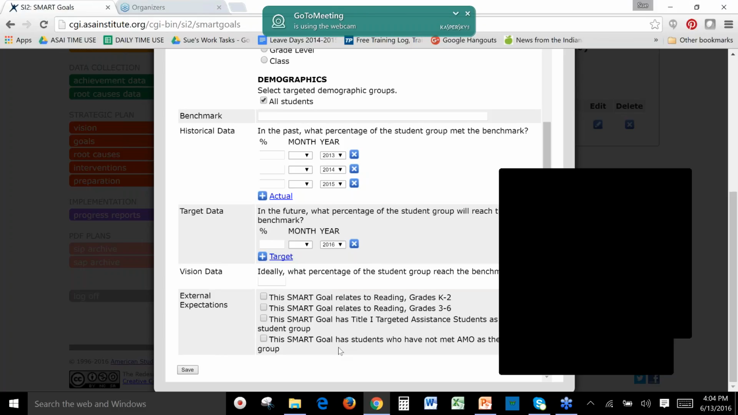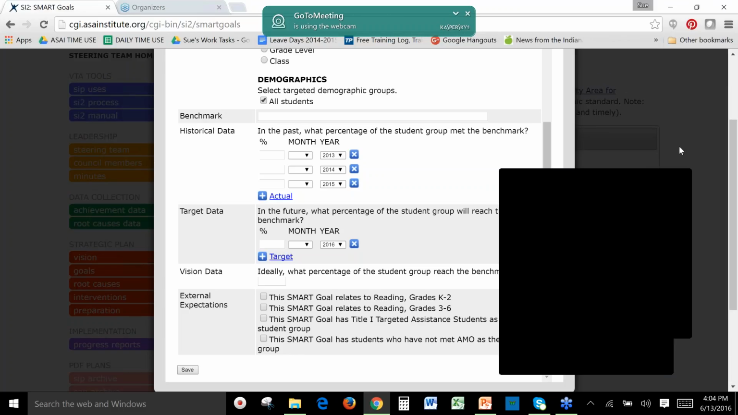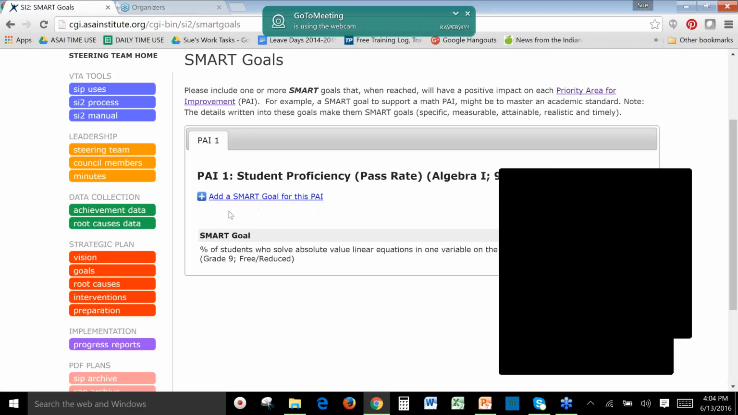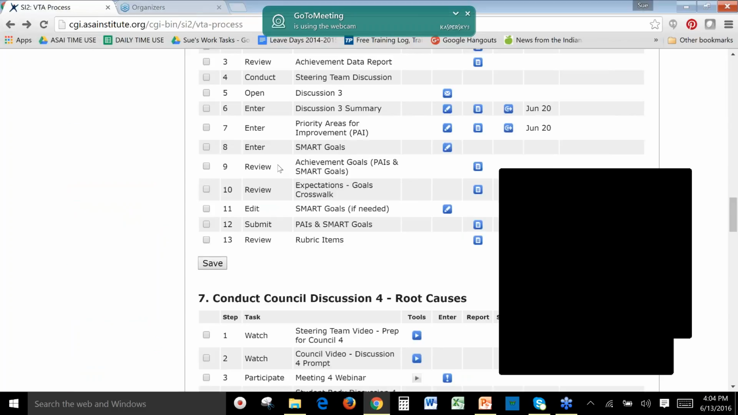We need to make sure that at least one of your SMART goals addresses these different things. So this will be different for each school. And then you'll save that. Then you enter that, and then go up to your next PAI, enter its SMART goals, the next PAI, enter those SMART goals. Okay, so that's entering your SMART goals.